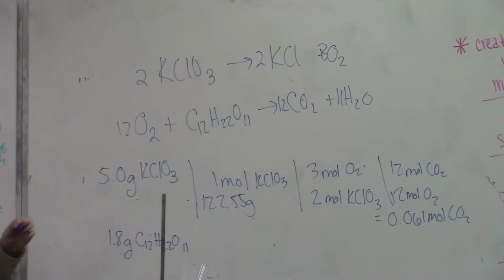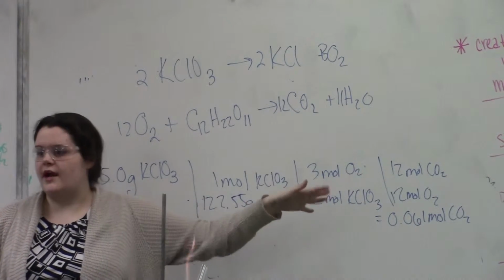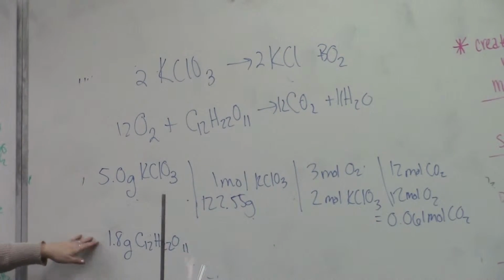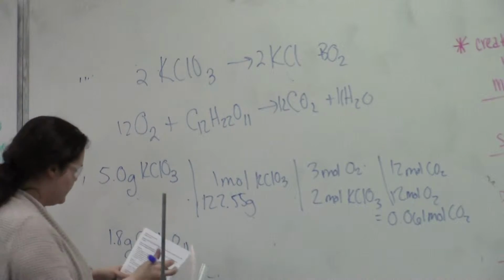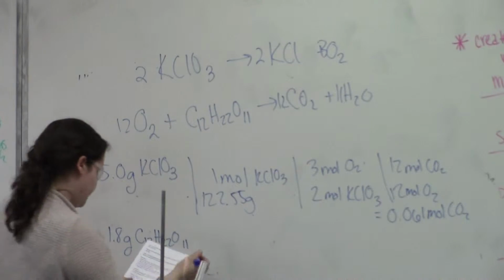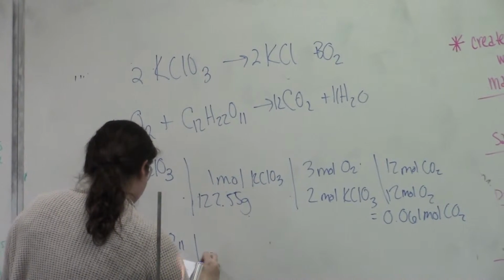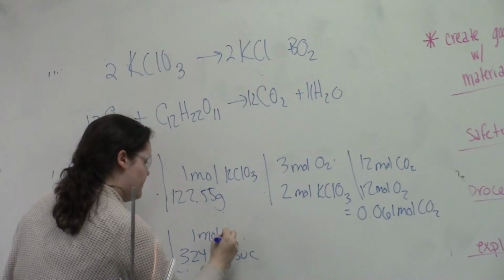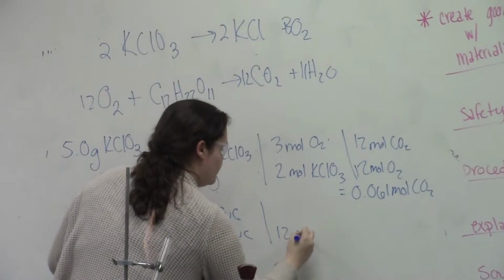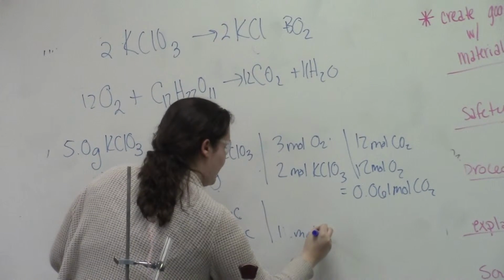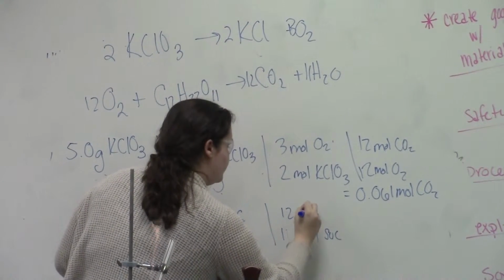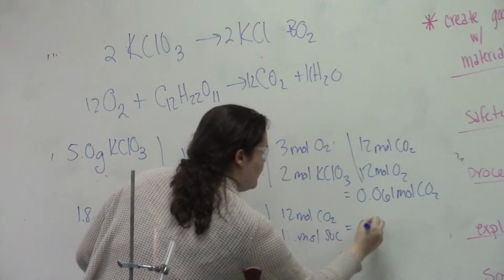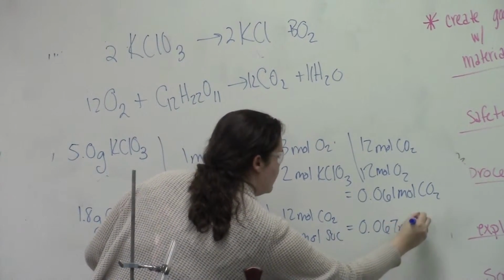Okay? Keep in mind that I did a little bit more complicated reaction than most of you will. It's a double reaction. Y'all's is just a single. Because of the double, I had 2 ratios. You won't have that. You'll just do 1 ratio. All right, for grams of sucrose, I divide by the molar mass of sucrose. For 1 mole of sucrose, I get 12 moles of CO2. And I'm going to get 0.067 moles of CO2.